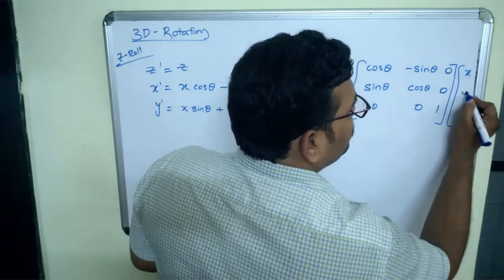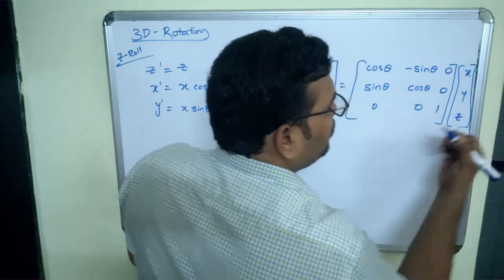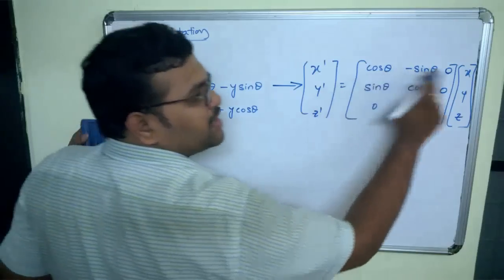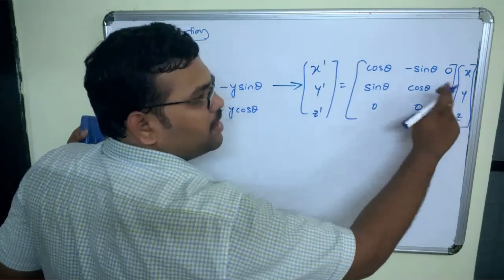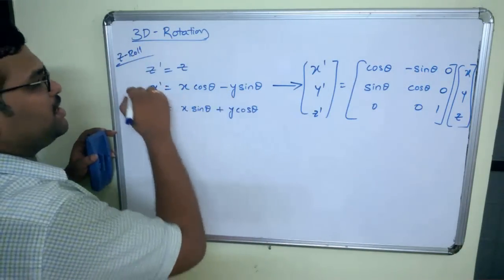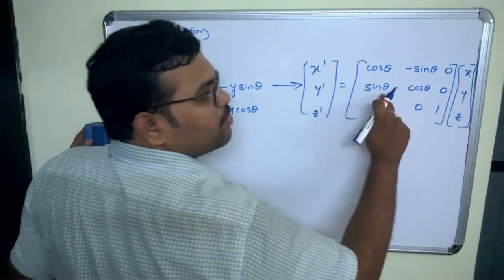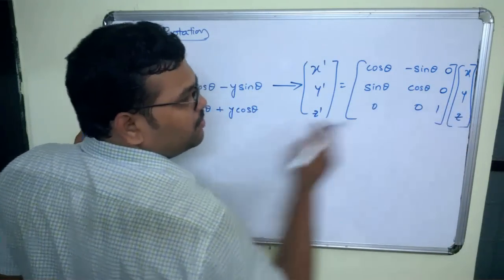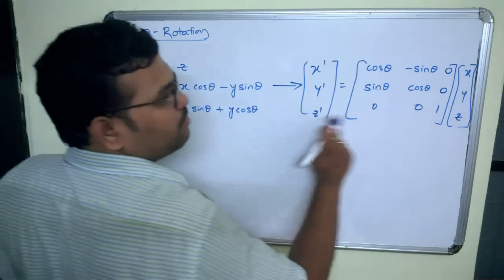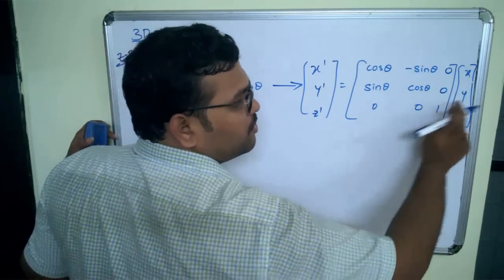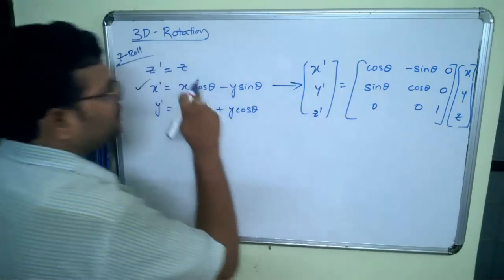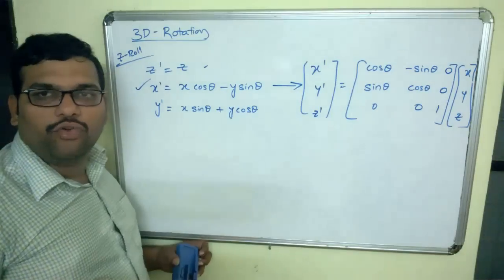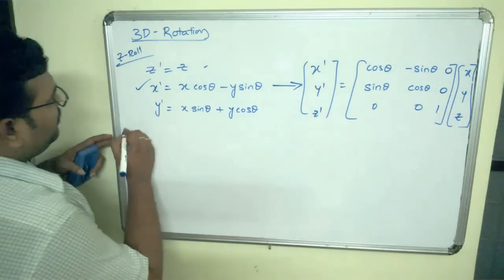Into x, y, z. So if you multiply this x, y, z with this matrix, x dash is equal to x cos theta minus y sin theta plus 0, y dash is equal to x sin theta plus y cos theta plus 0, and z dash is equal to 0 into x, 0 into y plus 1 into z, that is z. So this is the formula for Z rot.